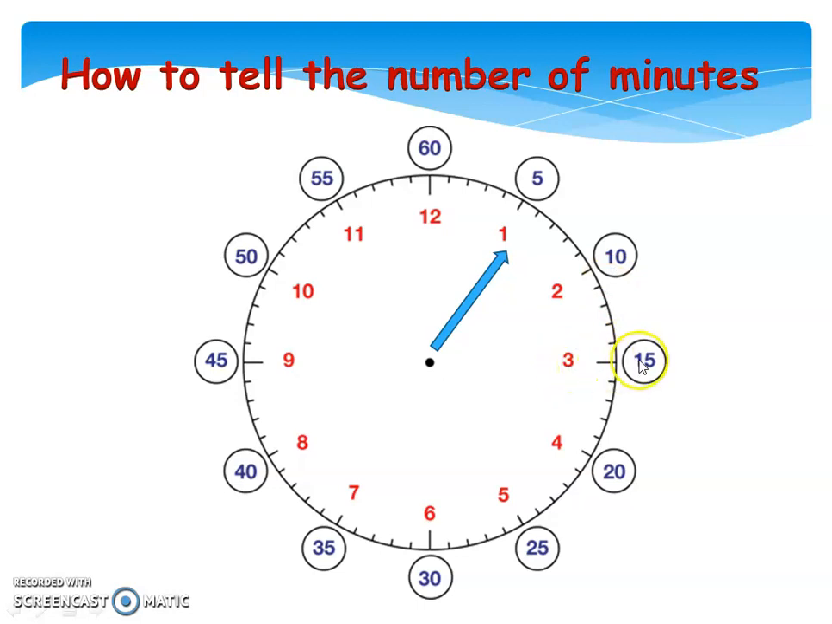When the arrow points to the 3, it's 15 minutes. If it points to the 4, it's 20 minutes. 5, 25 minutes. When the long hand is pointing to the 6, that means 30 minutes. 7 is 35 minutes. 8 is 40 minutes. The 9 is equivalent to 45 minutes. 10 is 50 minutes. And 11 is 55 minutes. Okay? And once again, if the long hand is pointing to the 12, that is 60 minutes. So 60 minutes is equivalent to 1 hour. Okay?